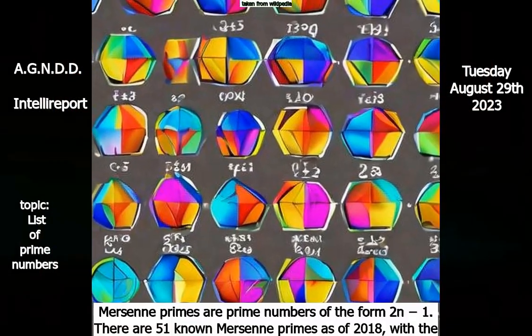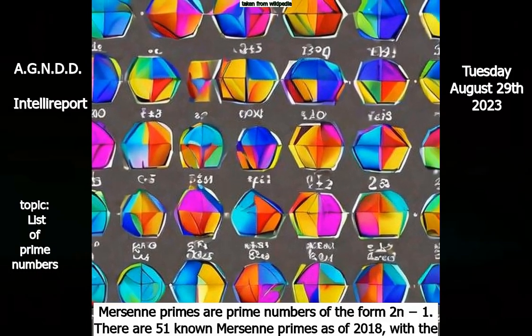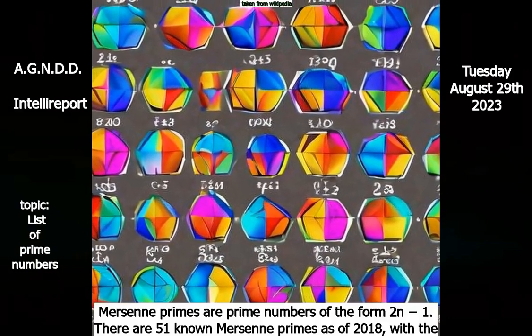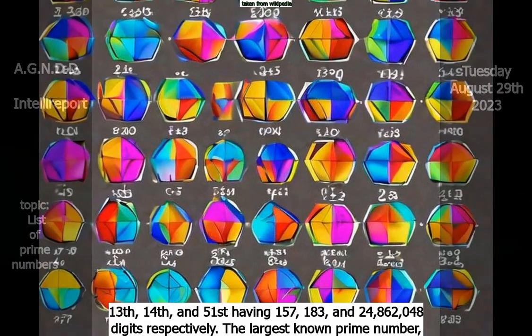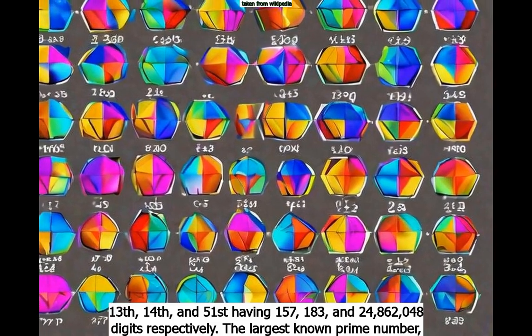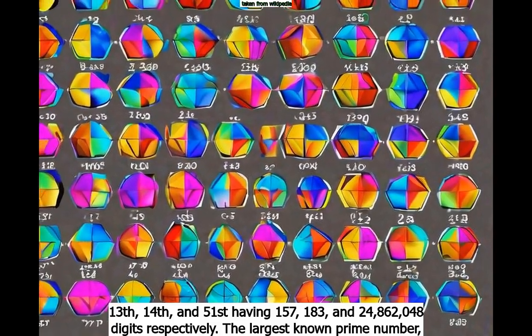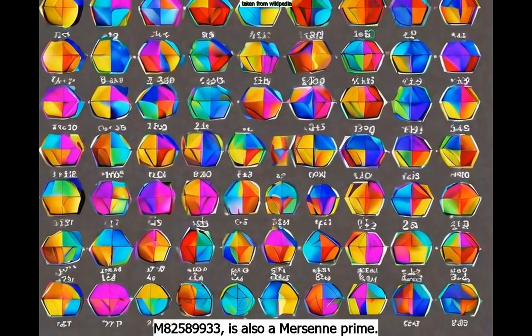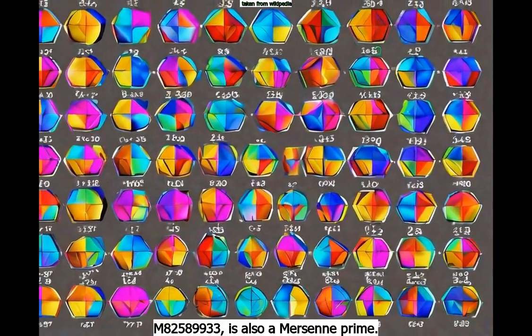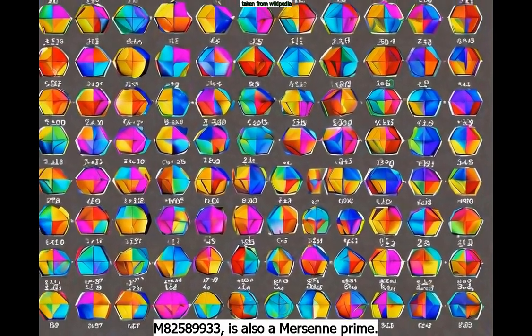Mersenne primes are prime numbers of the form 2^n - 1. There are 51 known Mersenne primes as of 2018, with the 13th, 14th, and 51st primes having 157, 183, and 24,862,048 digits, respectively. The largest known prime number, M82589933, is also a Mersenne prime.